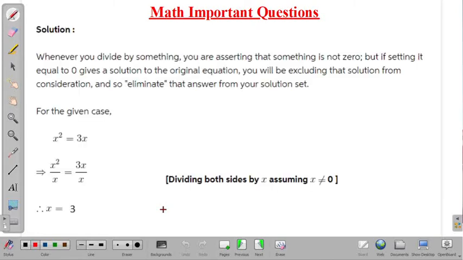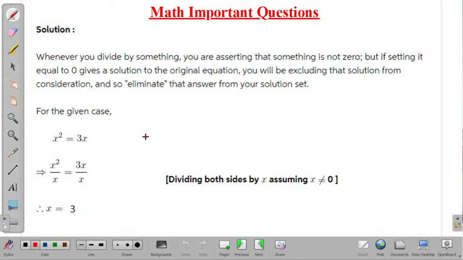See, whenever we divide an equation by some number or some variable on both sides, we are assuming that it must not be equal to 0, because if it is 0 then we cannot divide by that variable. So we are assuming that it is not equal to 0, and in that assumption we are excluding x equal to 0 from the solution set. Okay, so x cannot be 0, right?